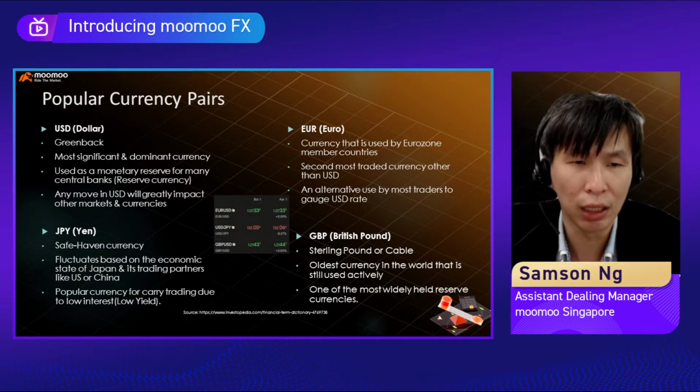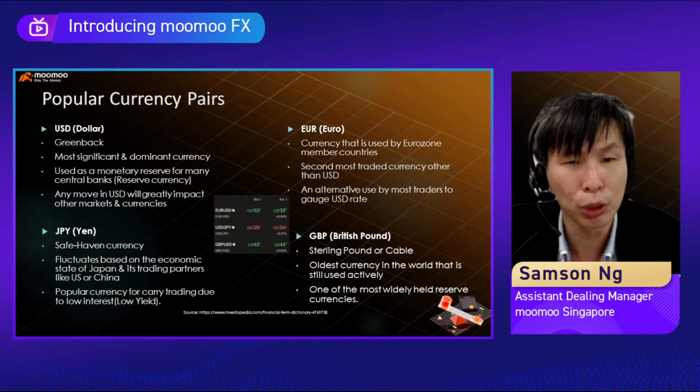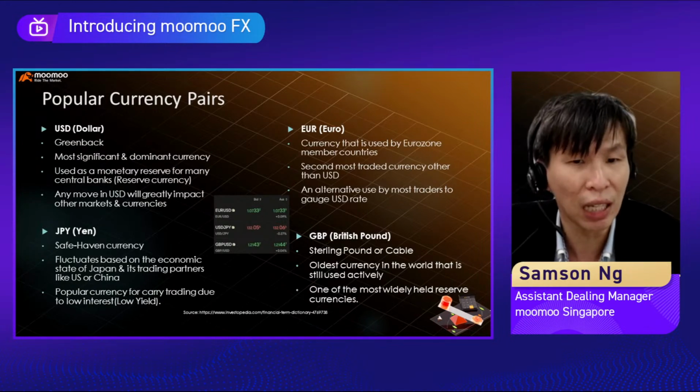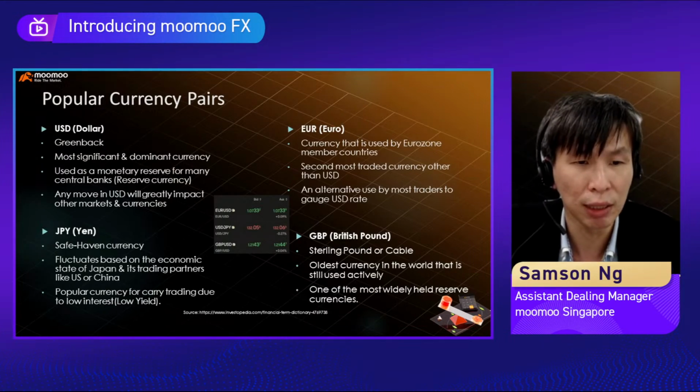And lastly, GBP, also known as the British pound, sterling, some call it cable. It is the oldest currency in the world that is still being used actively and in tender since 1707. Next slide, 6-7.